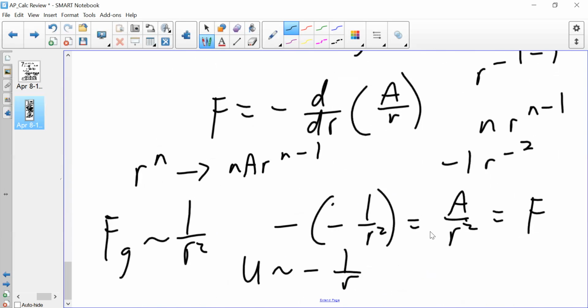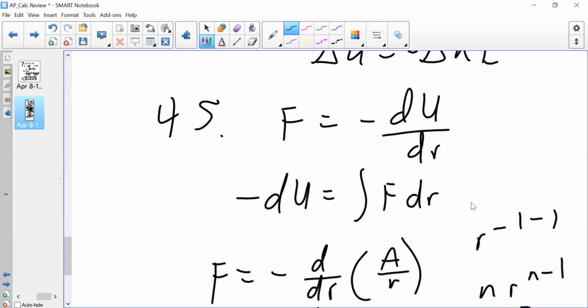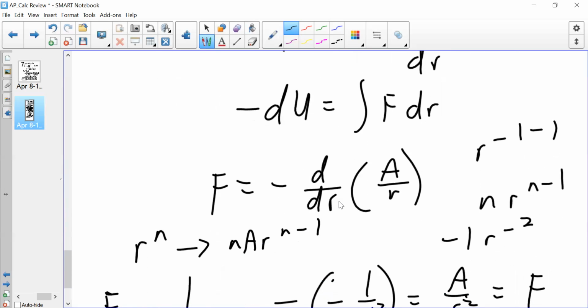And then lastly, I think here, yep, number 45. The potential energy of a system of two particles separated by a distance r is given by U of r equals a over r, where a is a constant. Find the radial force F that each particle exerts on the other. So again, in this case, I'm just going to take the derivative of the potential energy function, right? So I'll just come down below, negative d/dr of a divided by r.